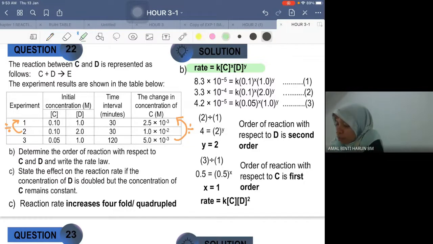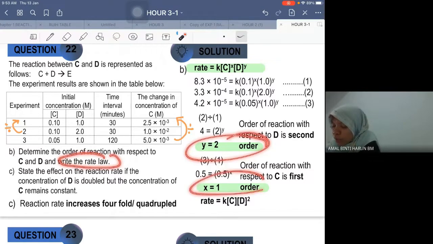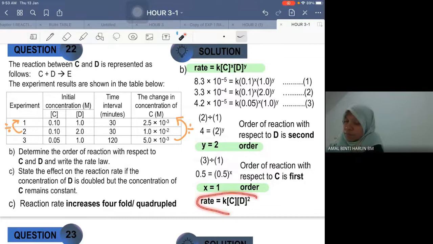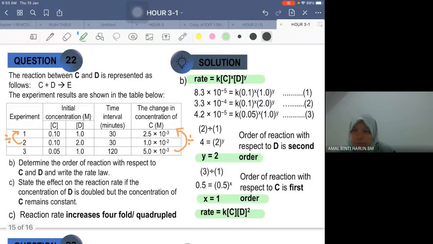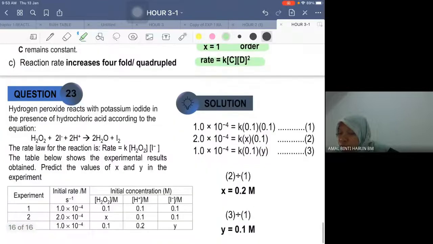So finally, we will get second order respect to D. First order respect to C. Lepas tu dia kata kat sini, write the rate law. So bila dapat order, tulis balik rate law ni. Okay, ada soalan? So, ni semua kena buat.